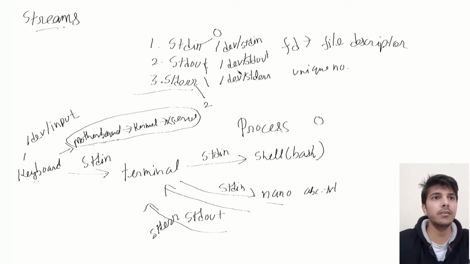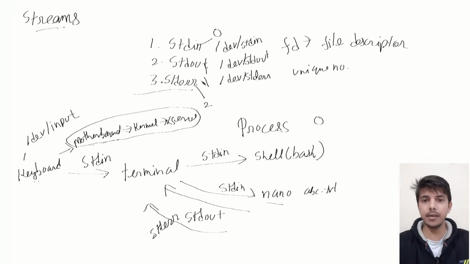Okay, why? Because 0 is representing the stdin stream. This is actually happening in the operating system. But the entire process is actually very complicated. I'm just trying to give you a brief overview, the abstraction view.